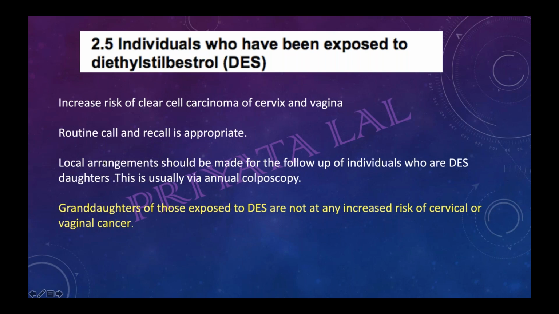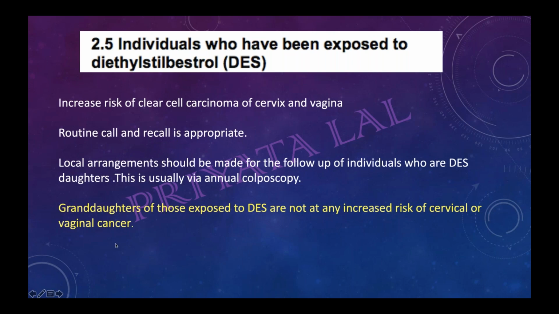But again, local arrangements can be done for follow up. So it can be done by annual colposcopy. It is a local arrangement, but it is not the recommendation of the guideline. So I have put it here because they wrote in the guidelines, so I have to bring it into your notice. But according to the guideline, routine call and recall is appropriate.